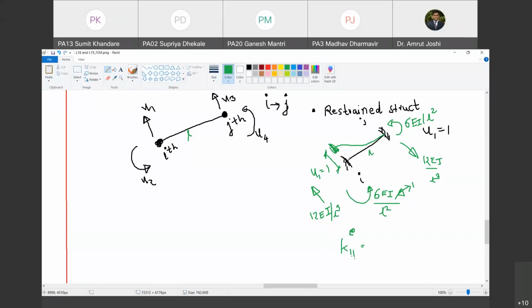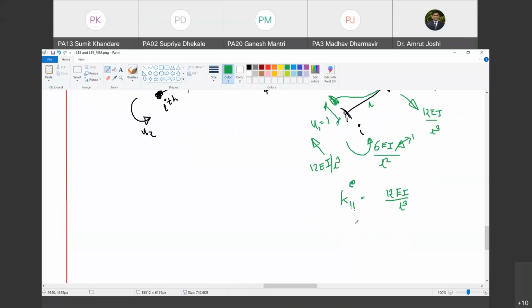Yes, sir. Where U1 is happening, there are two actions. Which actions? 12 EI upon L cube and 6 EI delta upon L square. But this is a moment and this is a force. As U1 is a translation, it must be caused by a force. So K11 is the action required to be produced at 1 to have U1 equal to 1. That is nothing but this force, which I write as 12 EI upon L cube. Do you agree with me? Yes, sir. So K11 for this element is 12 EI upon L cube.